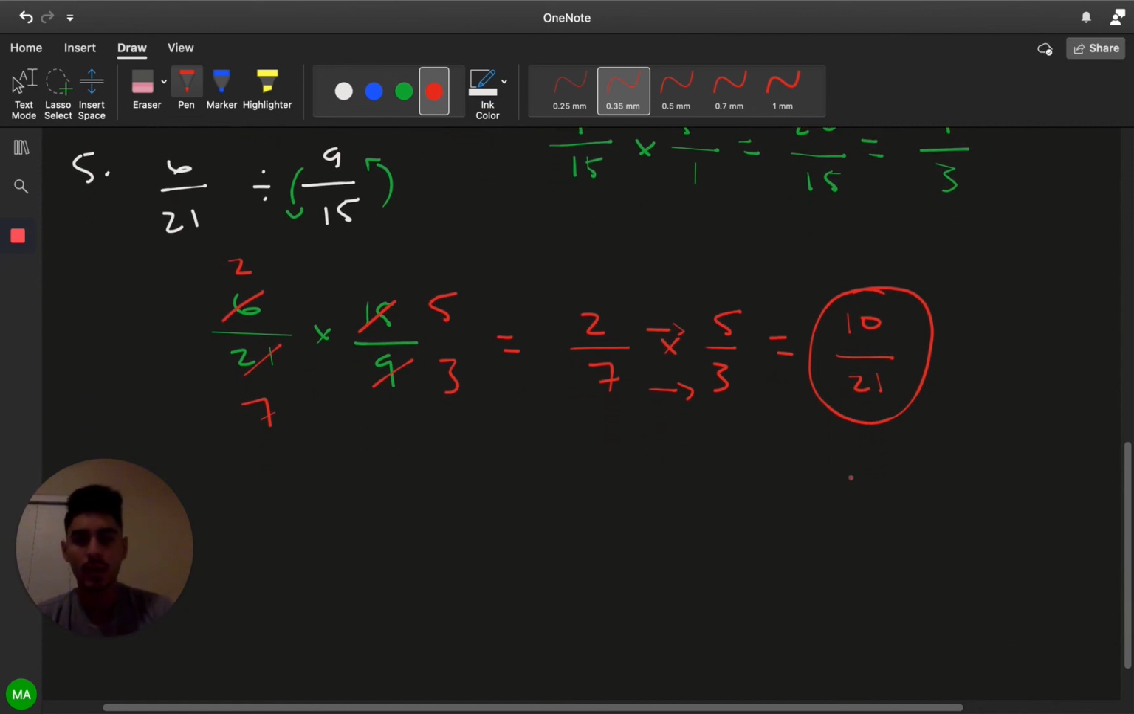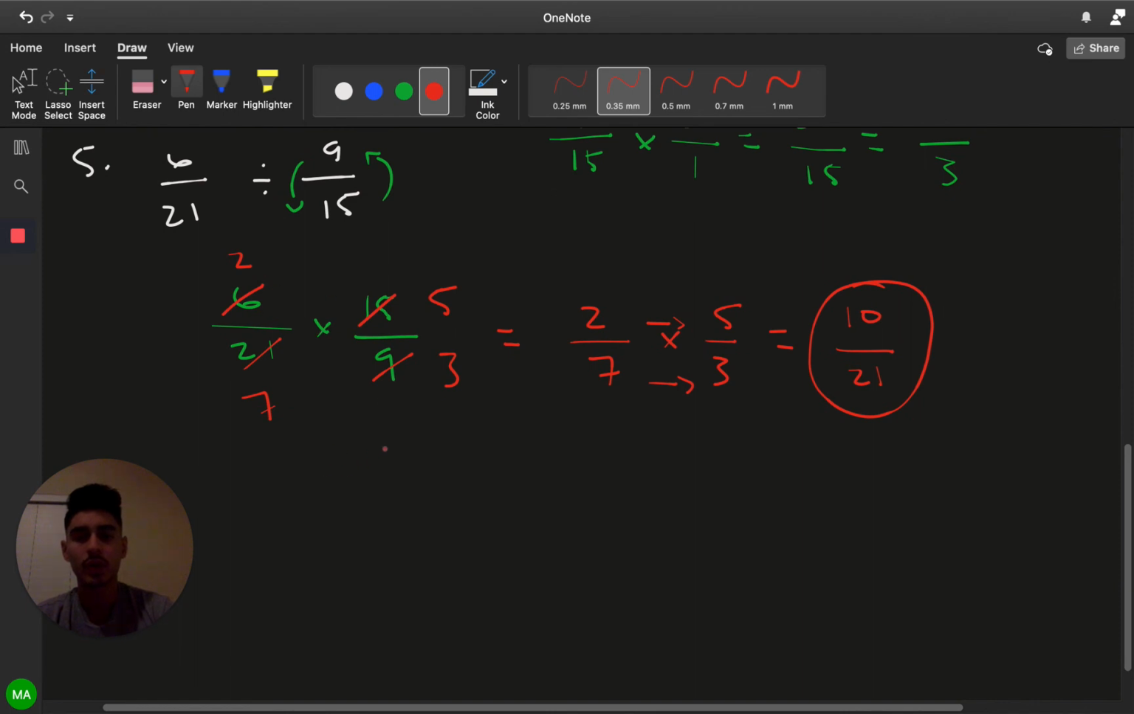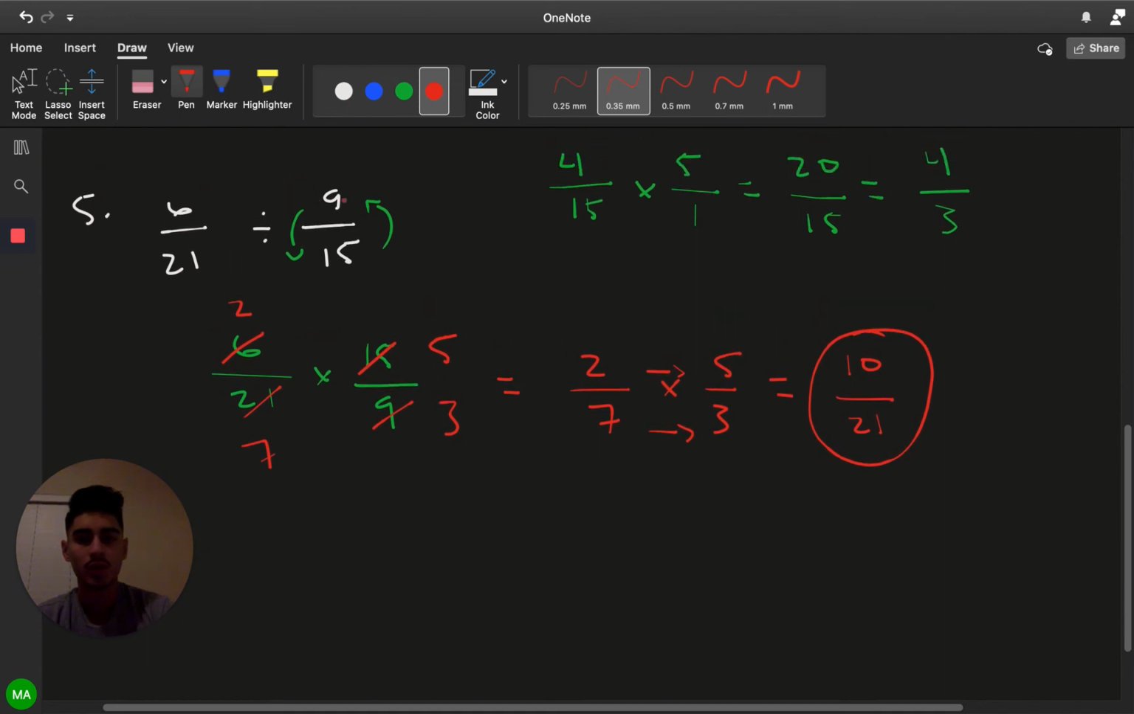So right here, what we're doing is we're going ahead and reducing it down. We have 6 and we have 21. You can divide both of them by 3 and simplify it. So we want to simplify first, and we get these numbers, and then rewrite our whole equation and then multiply straight across. We're flipping the sign right here. So once we do that, this would be our answer for that one.